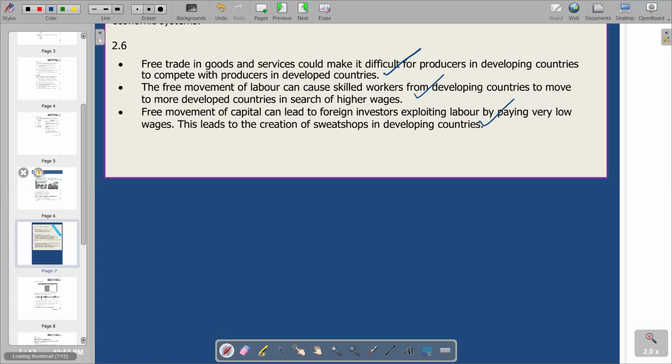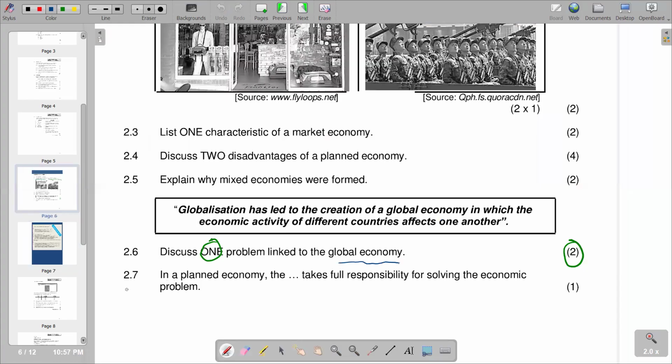So we go back to our question part. See that we've got a last question that we have, which is in a planned economy, the state takes full responsibility for solving the economic problem. But we know that in the planned economy, the government is the key player. So obviously, the government takes full responsibility for solving the economic problem. So here we are saying the response that we have is the government. And this becomes the last question that we have according to question 2.